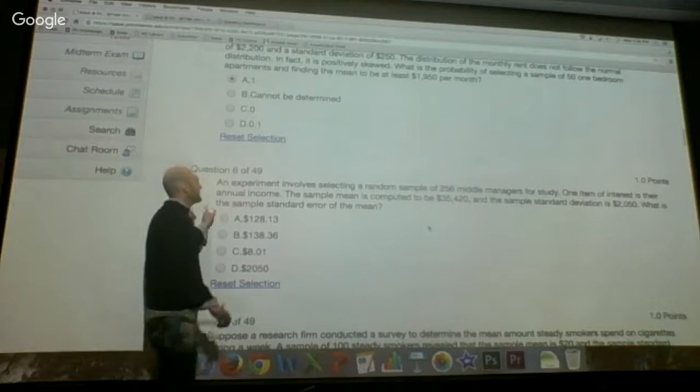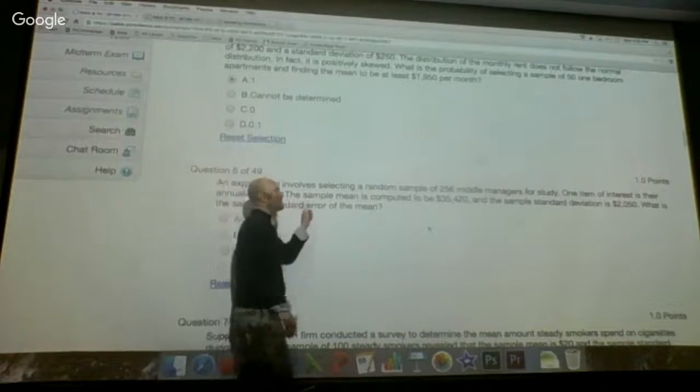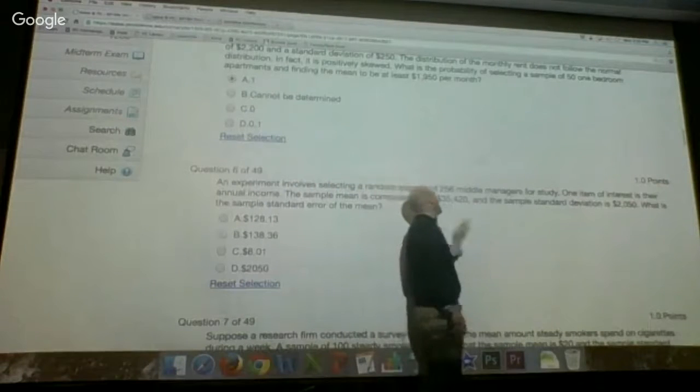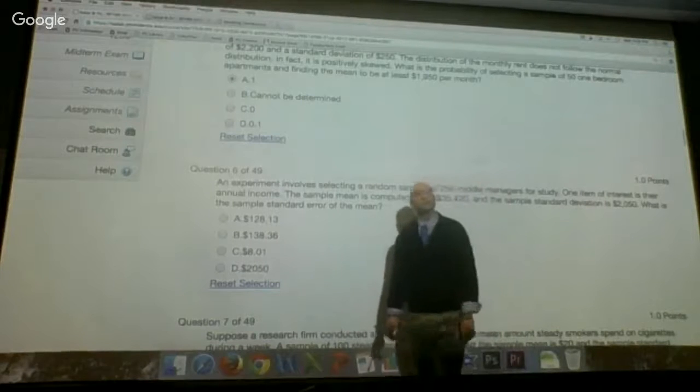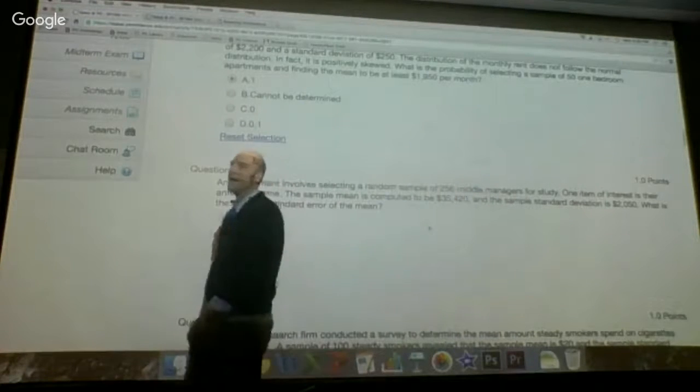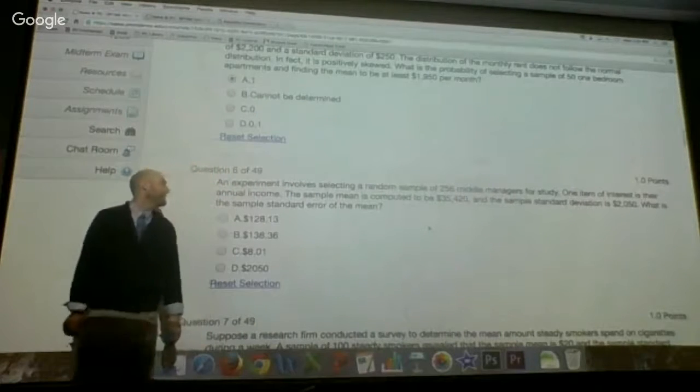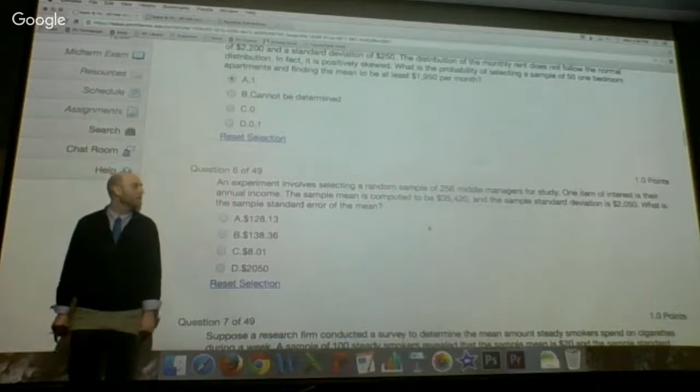One item of interest is their annual income. The sample mean is computed to be 35,420, and the sample standard deviation is 2,050. So I have X bar and I have S. What is the sample standard error of the mean? Aha, you know why I also like this question? Because it's easy. How do you calculate the sample standard error?